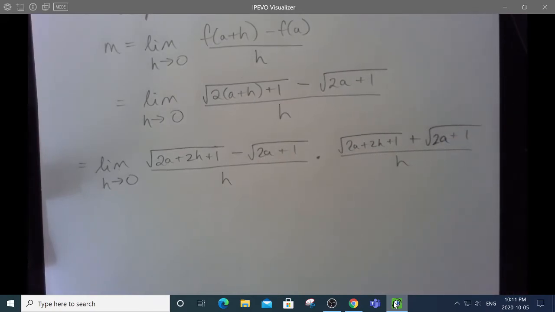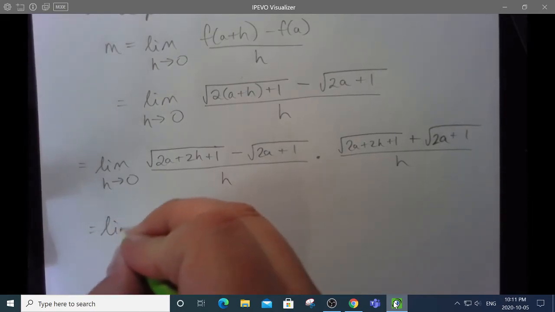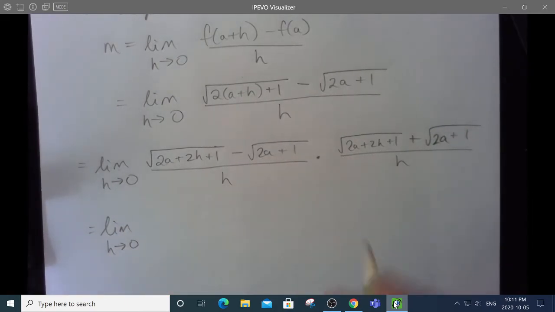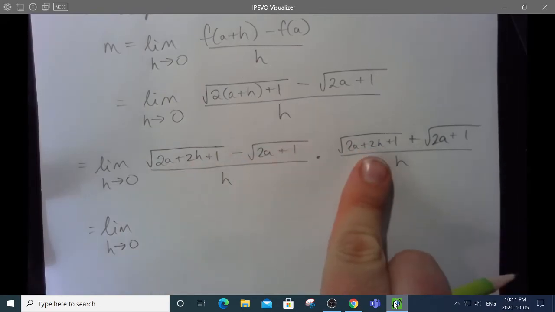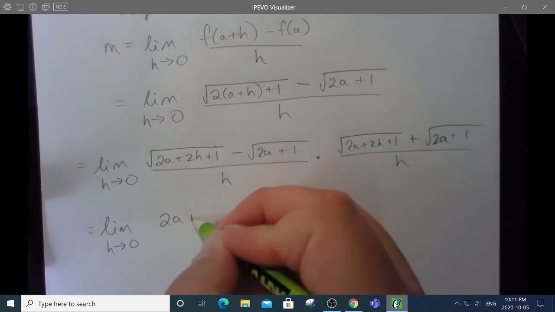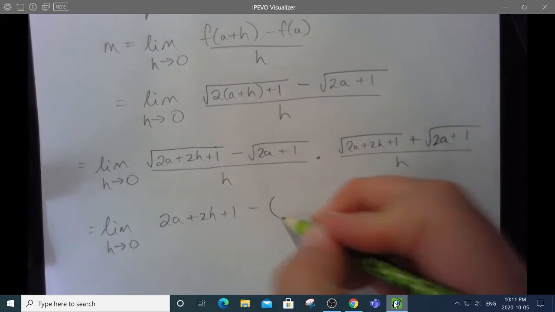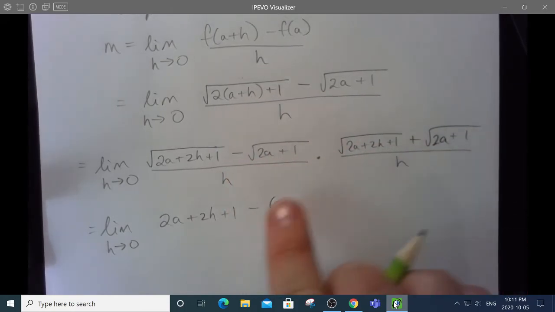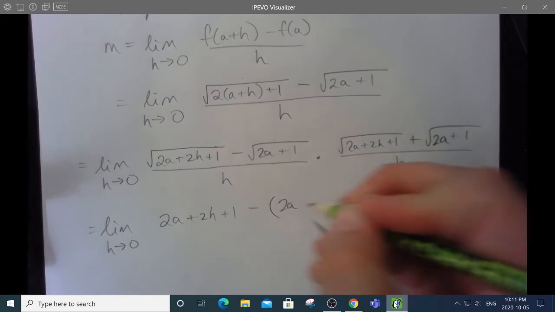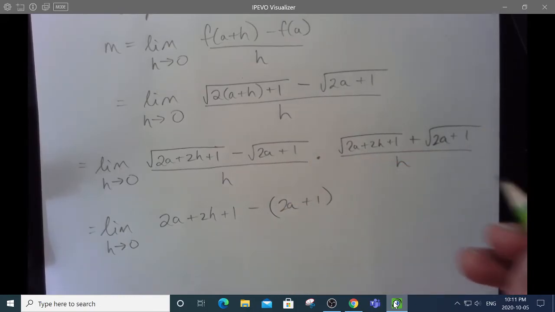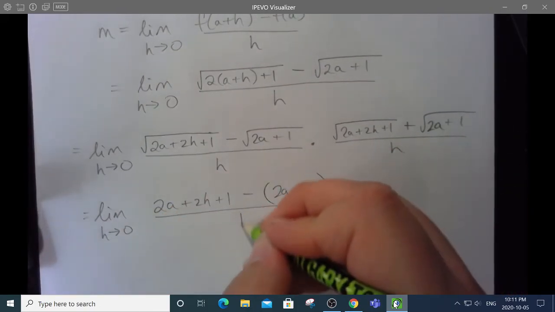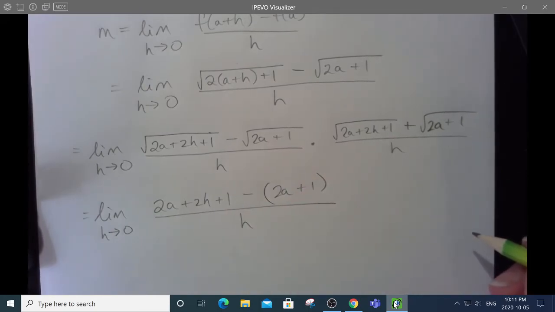Okay, so conjugates means that when you multiply it out, you'll get a difference of squares, which means you'll have no middle term. So it's just first times first, which is 2a plus 2h plus 1, minus last times last. Now I'm going to put last times last in a bracket to remember that I'm minusing all of it. It's so easy to lose track of a negative when you're doing these. All over h. And look at how nice that's going to turn out.